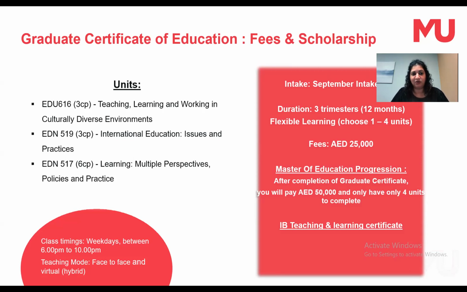And at any point of time, you can go ahead and complete your MEd doing the remaining units. So that's how this works. Everything else with it remains absolutely the same. We have flexible learning. This takes 3 trimesters because we expect students to do only 1 unit in a trimester. If you complete this, your Master of Education fees is only 50,000 because you only have 4 units left to complete out of this total 7 units, right? This also gives you the IB Teaching and Learning Certificate. All right, so that's about the graduate certificate in education.